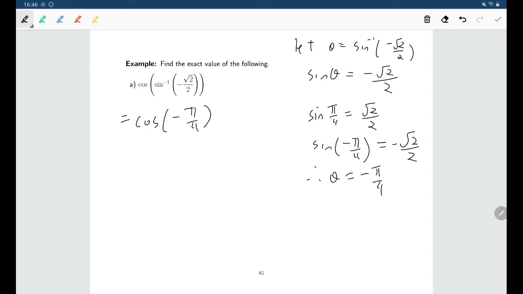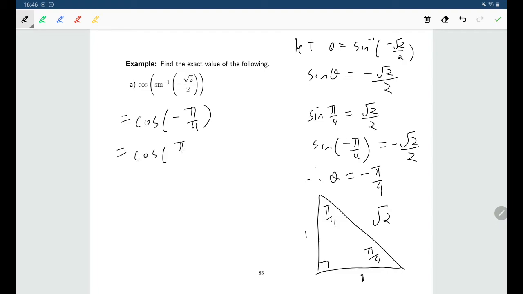This is an easy enough one for me to do. I'm going to use my special triangles here and the fact that cosine is an even function. So cosine of negative pi over 4 is the same thing as cosine of positive pi over 4, because cosine is even. And cosine of positive pi over 4, using my special triangle, is adjacent over hypotenuse, 1 over root 2, which simplifies to root 2 over 2.